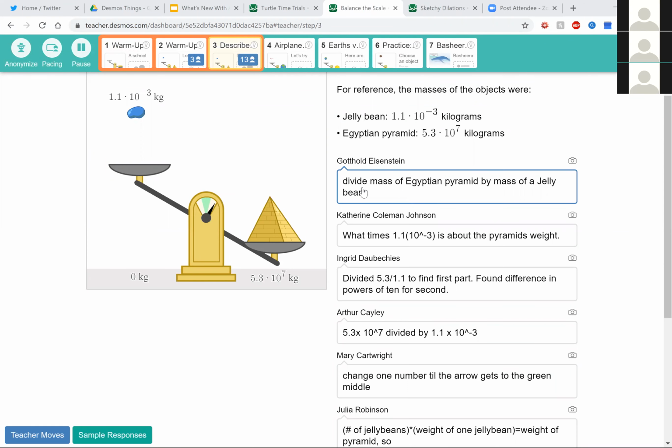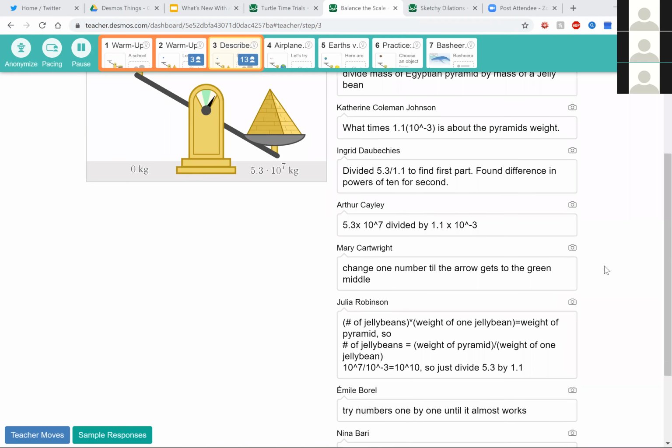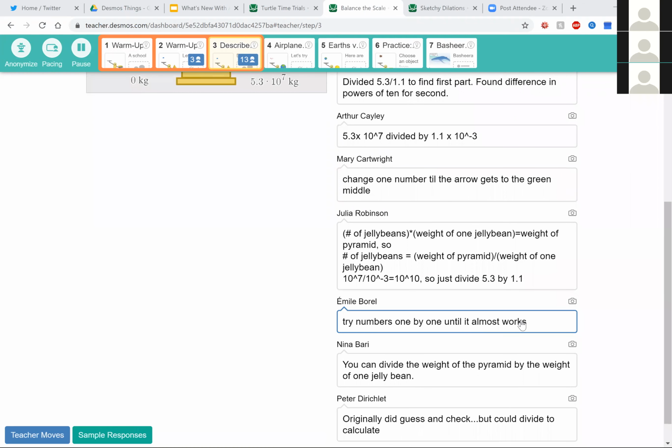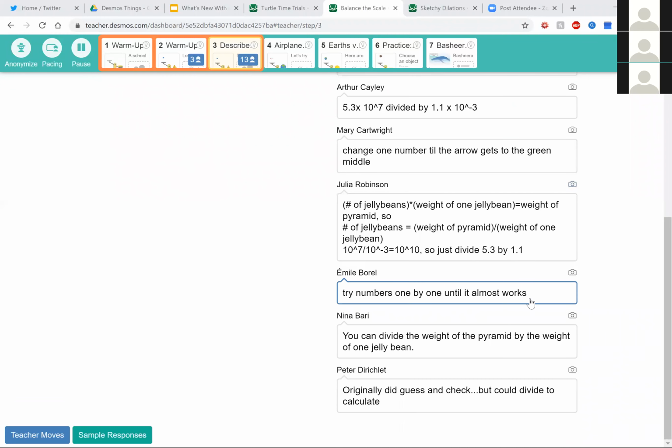We could just divide them somehow. We could divide 5.3 divided by 1.1, and we found a difference in the powers of 10. Eventually, we do want to get to that level of sophistication. Try numbers one by one until it almost works. And that's totally cool. If that's what you did, that's a great strategy.